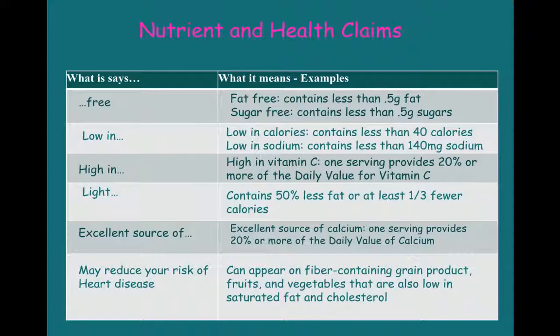And when something says it may reduce your risk of heart disease, this usually can appear on fiber containing grain products, fruits, and vegetables that are also low in saturated fat and cholesterol. And what you should always remember is just because you're eating these foods doesn't mean you are eliminating your chance of heart disease. It just means it can help along with a balanced diet and exercise and a lot of other healthy choices that you're making. It could reduce your risk of getting heart disease.